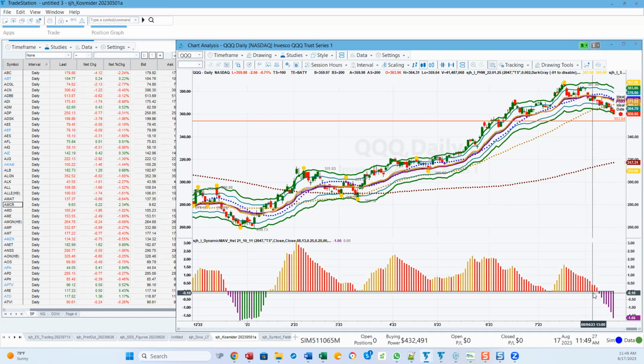And on the histogram, you can see it's been red since here. Short signal there on the sunny bands, and it's been short ever since.